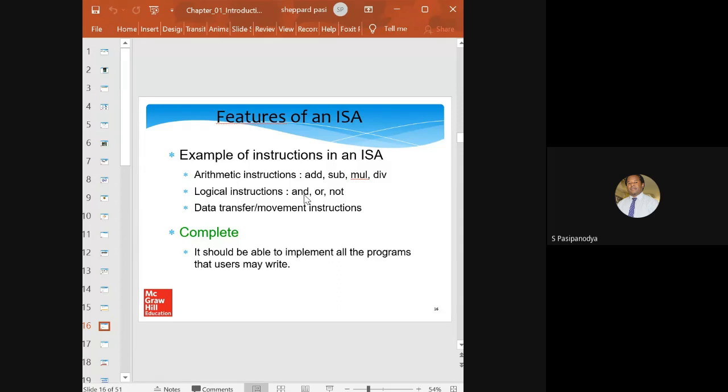Some of the instruction sets you've actually encountered include addition, subtraction, multiplication, division, and, or, not. For example, data movement or data transfer instructions using your copy, paste, cut, paste, etc. These instructions need to be complete in order for an instruction set architecture to fully function.